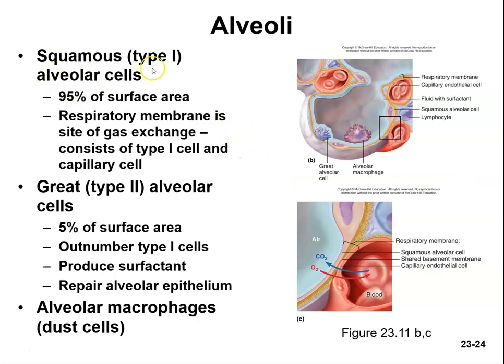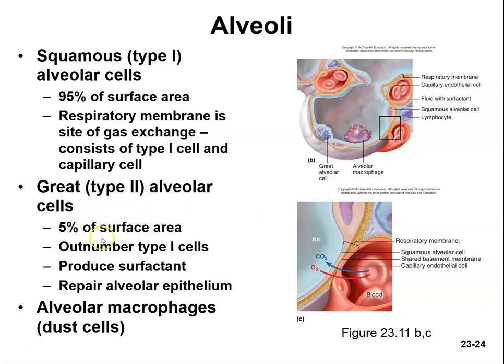Alveoli: squamous, type 1 alveolar cells, 95% of surface area. The respiratory membrane is the site of gas exchange, and consists of the type 1 cell and capillary cells.